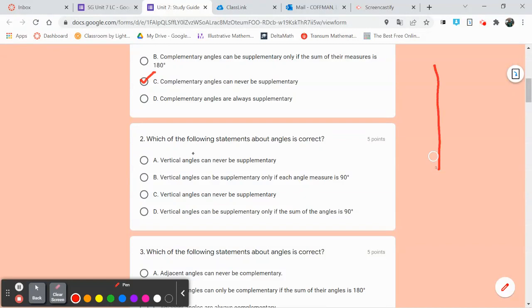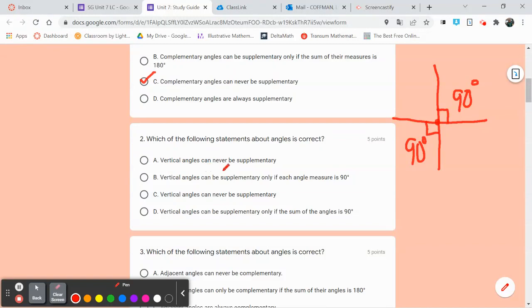I could draw two perpendicular lines. I got a 90 here, and look, vertical, I've got a 90 degree here. They don't share a side, but they are across the vertex from each other. So that's not correct. Let's read the next one.